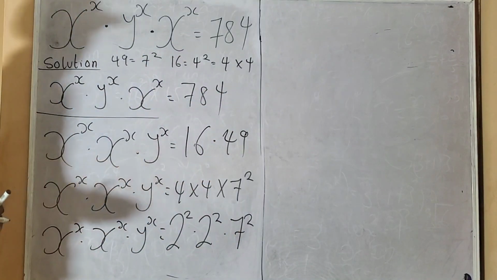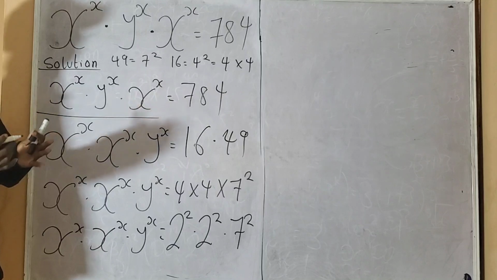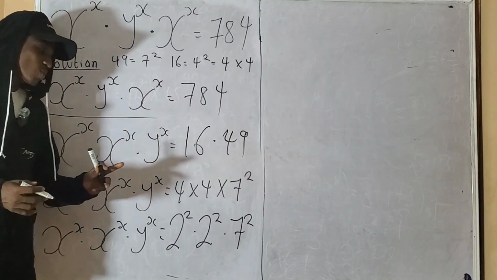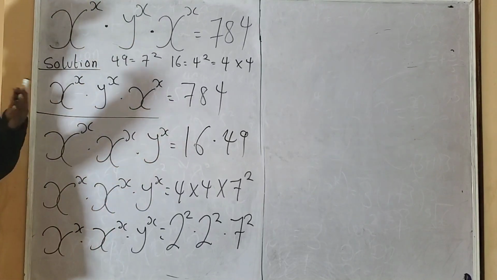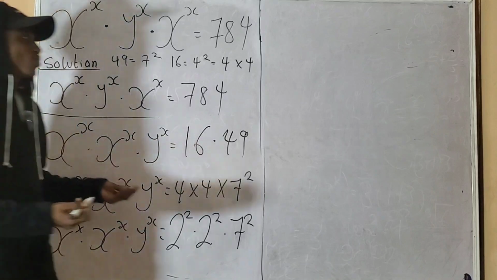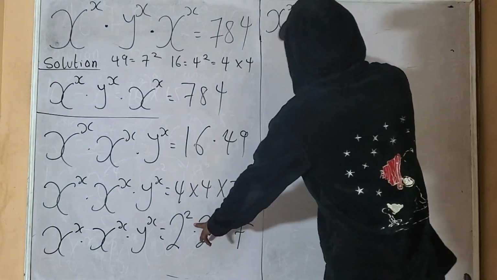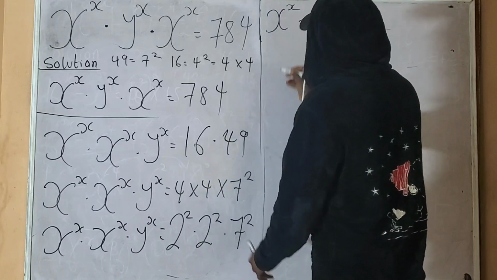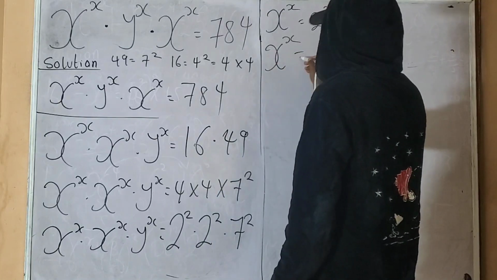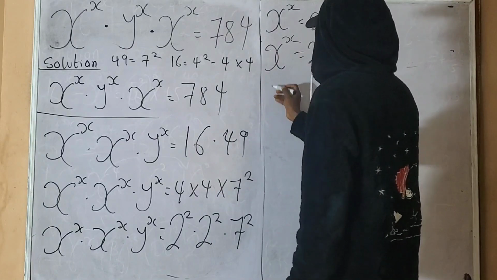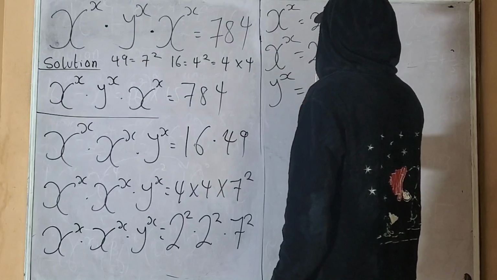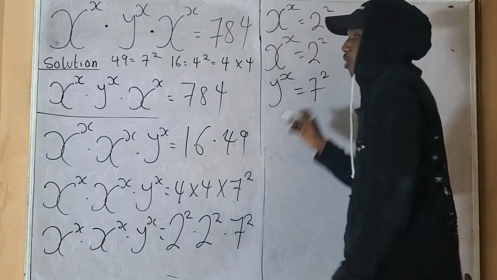Now, if you compare both sides, it is obvious that x is 2 and y is 7. Want to try? Let's go. x^x will be equal to 2^2. The second x^x will be equal to 2^2. And y^x will be equal to 7^2.